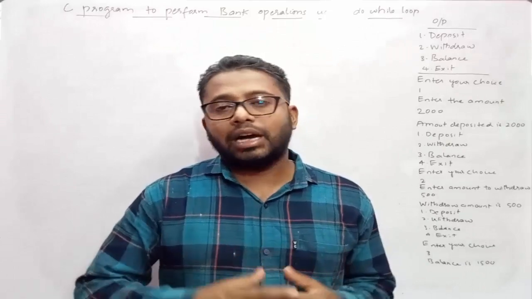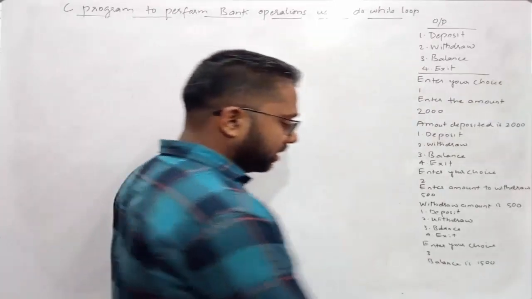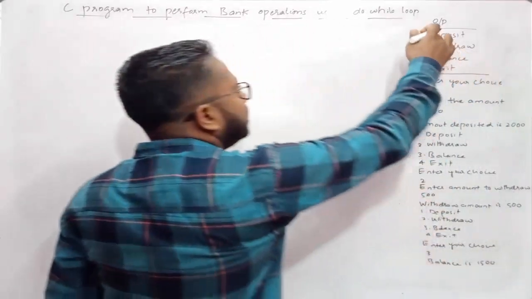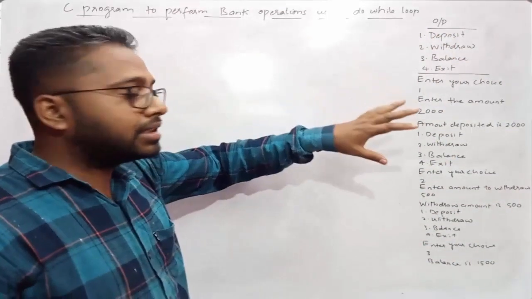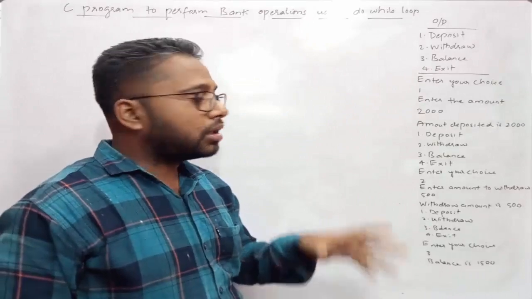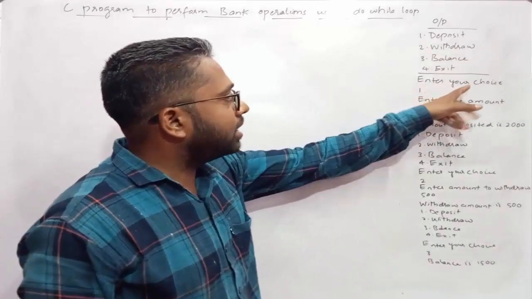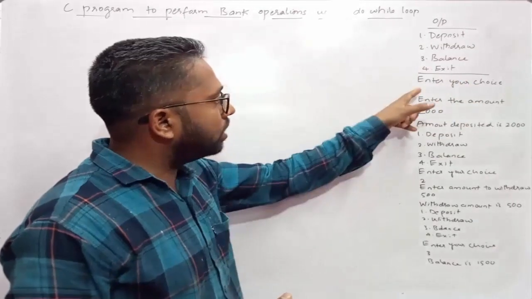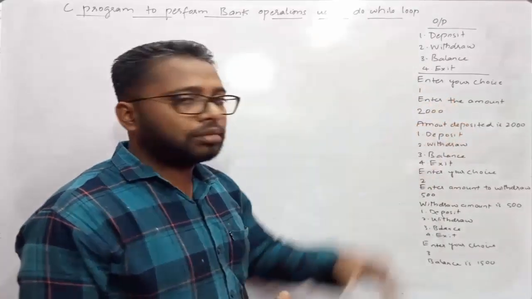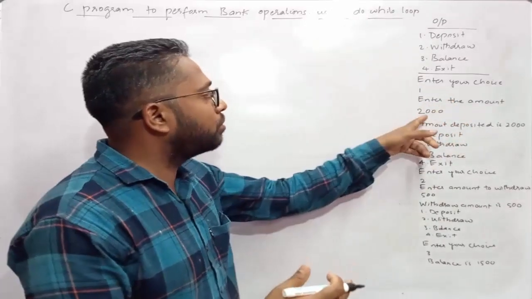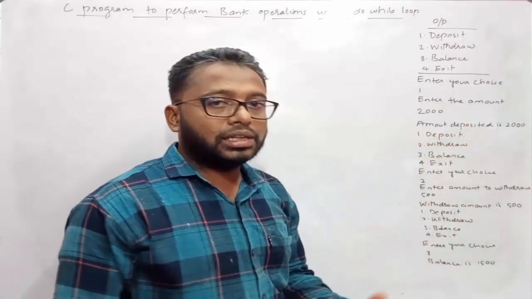Now let us first see the output. So when this program gets executed, you will get this menu with these four options, and with each and every option you can see a number is prefixed. Suppose you want to perform deposit, then a message will be asked to you, enter your choice. Then if you enter 1, then one more message gets popped up, and that message is enter the amount. Then you will be entering the amount. Let us suppose you enter 2000, then the message amount deposited is 2000 will display.